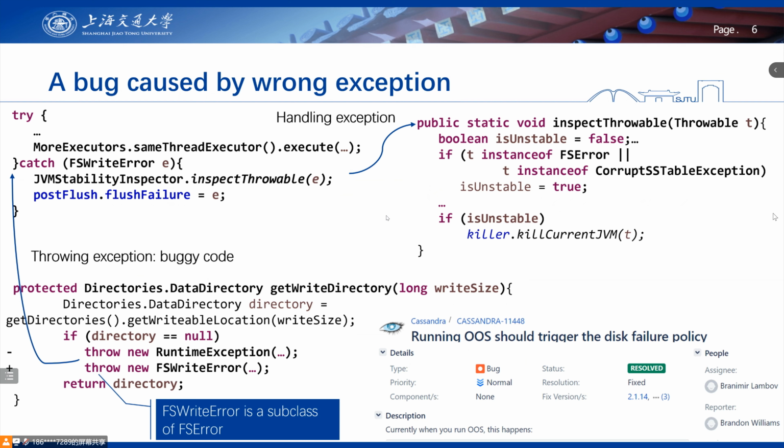However, when the disk is full, the below buggy code throws another exception, the long-time exception. As the thrown exception is not as expected, the exception is not caught. As a result, the error is never handled. The disk failure policy is not triggered. To fix this problem, programmers change the thrown exception from the long-time exception to FSWriteError.